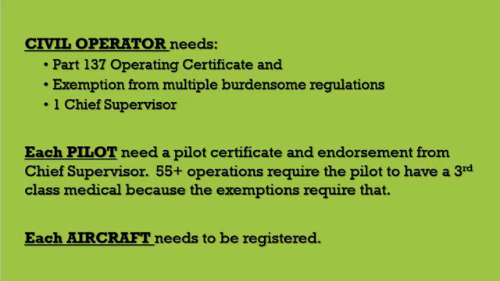So what do you need to have in order to fly as a Part 137 operator? If you are a civil aircraft operator, you're going to need a Part 137 operating certificate and an exemption from multiple burdensome regulations. You're also going to need to have one person as the chief supervisor. Each pilot will need a pilot certificate and endorsement from the chief supervisor. For 55-pound and heavier operations, the pilot is also going to have a third-class medical certificate because that's what the exemption requires. Each aircraft also needs to be registered.